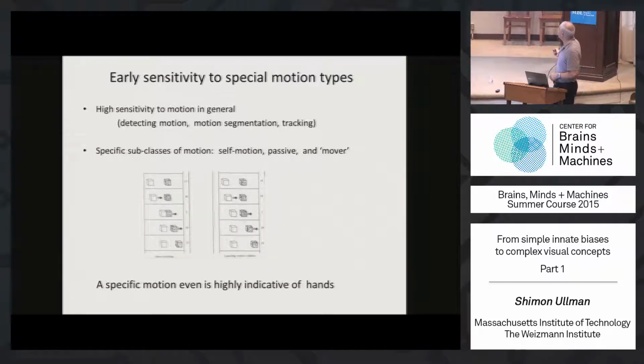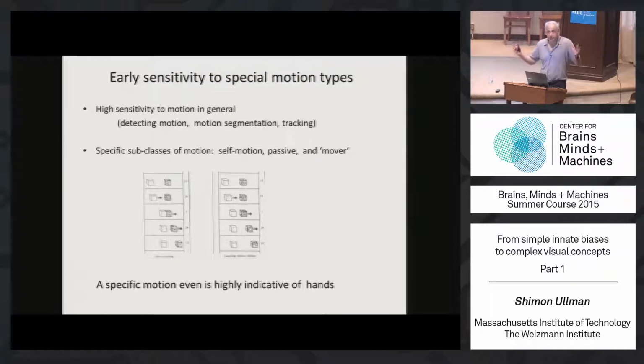Infants are known to be sensitive to motion in general. They really follow moving objects, and they use motion a lot. But motion by itself is not very helpful if you want to recognize hands. It's true that hands are moving, but many other things are moving as well.